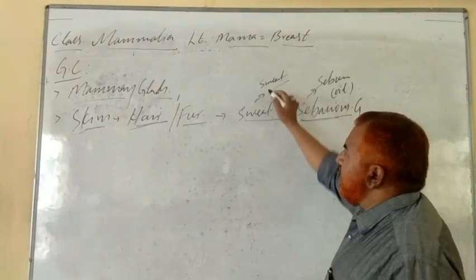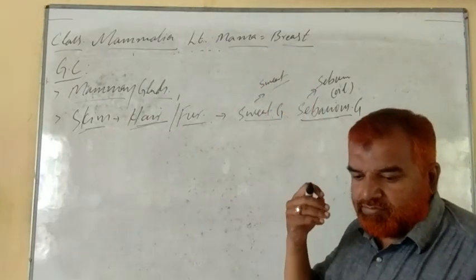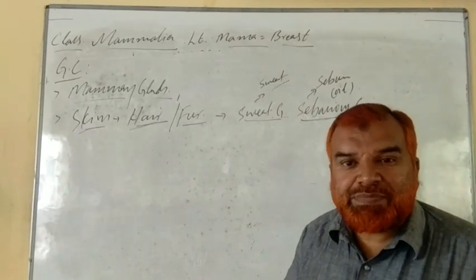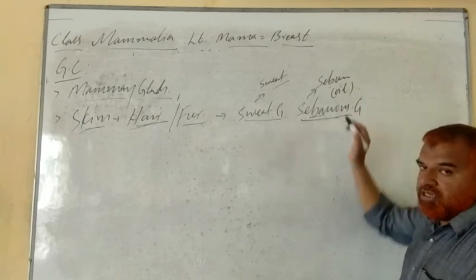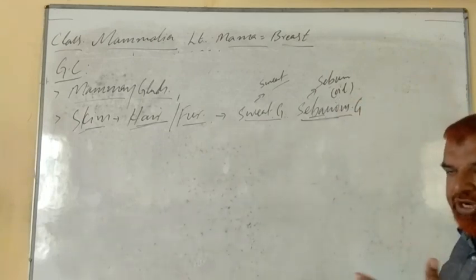Sweat glands produce sweat. The process of producing sweat is known as perspiration. Sebaceous glands produce sebum, oil. It is helpful in immunology also, for protection.